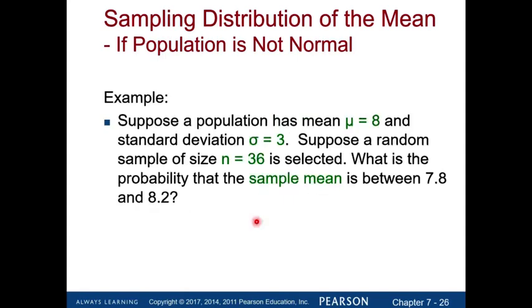Okay, so I'm going to skip this example because the only difference between a normal population and a non-normal population is simply to make sure that your sample size is greater than 30. As long as your sample size is greater than 30, then all the steps are the same.